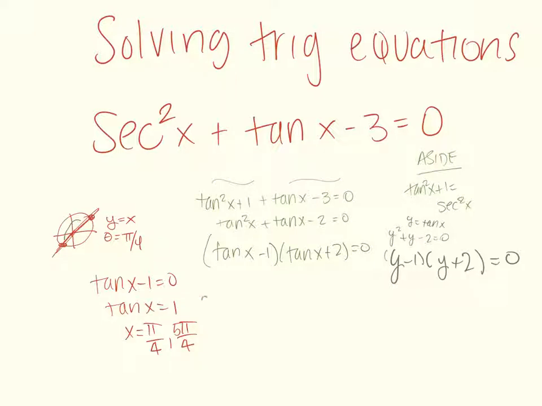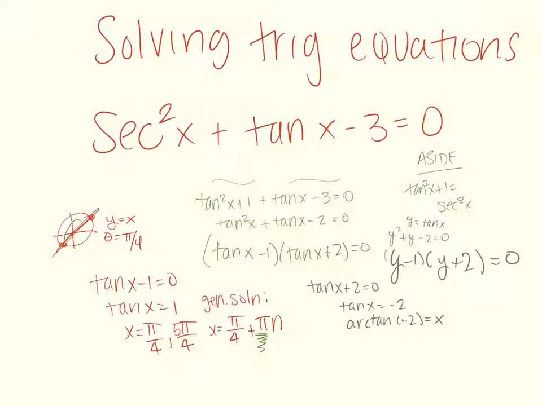The general solution for this part would be x is equal to pi over 4 plus pi n. Remember, it's pi n because we're talking about tangent, which has a period of pi. Now let's look at the other part, where tangent x plus 2 is equal to 0. This means that tangent x is equal to negative 2, and our answer is going to be the arc tangent of negative 2 is equal to x. Using your calculator, you can get that x is equal to negative 1.1.